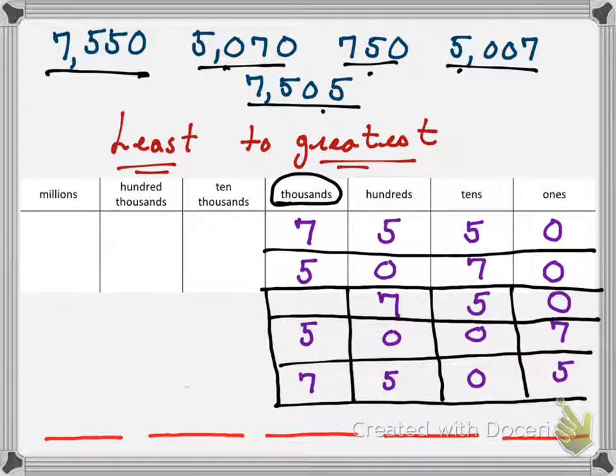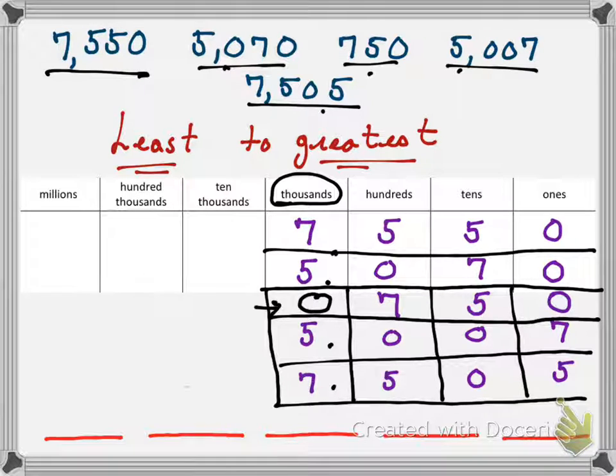So we see that there is a 7 copies of 1,000, 5 copies of 1,000. There is nothing here, so it's a 0. Here's a 5 copies, and here's a 7 copies of the thousands. Automatically, this is the number that's the smallest because there is no copies, there are no thousands in this number.